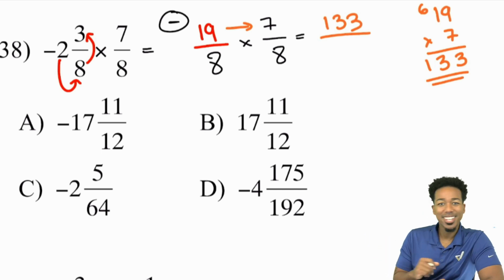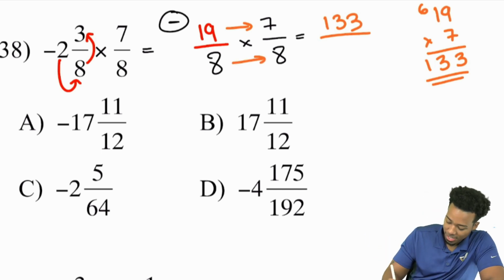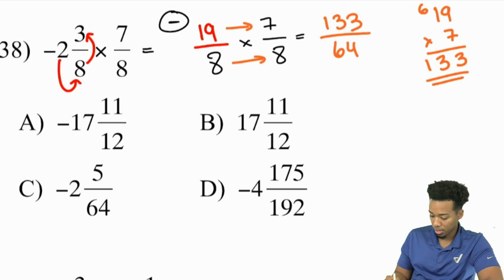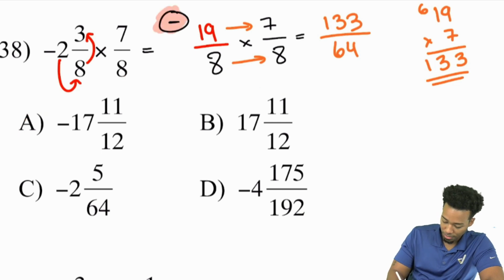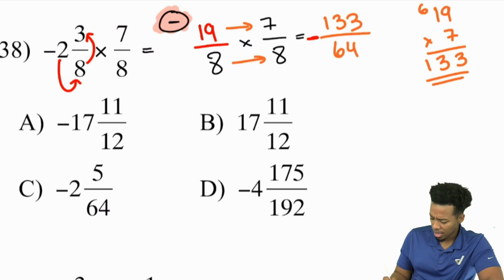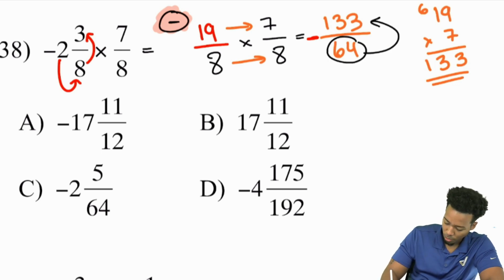Let's go. So next up, this one's easy. 8 times 8, that's 64. We're good. Now, notice our answers here. And remember that we said that this answer would be negative. So that's going to be a negative 133 over 64. Now the next question is this. How do we turn this into a mixed number? Again, super easy. How many times does 64 go into 133? You can write this as division.